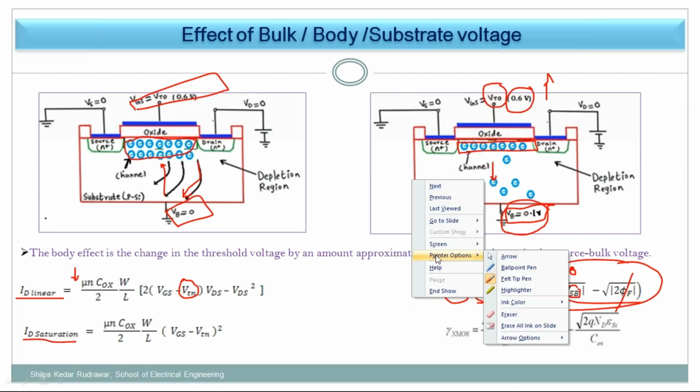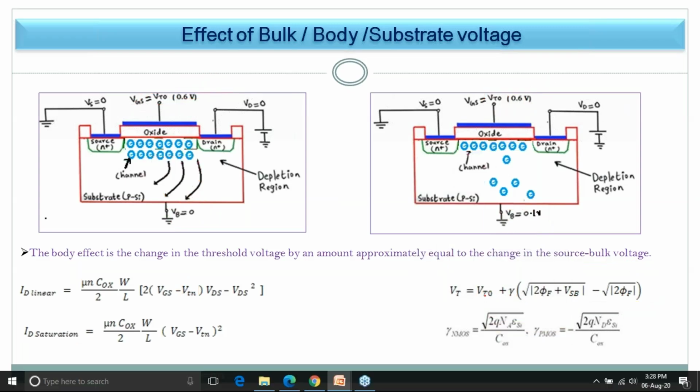So this is the final formula. Remember it. That is VT0, by considering the body is connected to 0. This is the threshold voltage. This is the fabrication doping concentration factor. This is 2 phi f. Phi f indicates Fermi potential. VSB is whatever voltage is applied in between bulk and source, and minus 2 phi f. This will get cancelled when VSB is 0. So I hope you got the things clearly. This is the thing, that body effect is the change in threshold voltage. Actually threshold voltage is this, but this is the change in threshold voltage by an amount approximately equal to the change in source to bulk voltage. So I'm going to the next PPT.